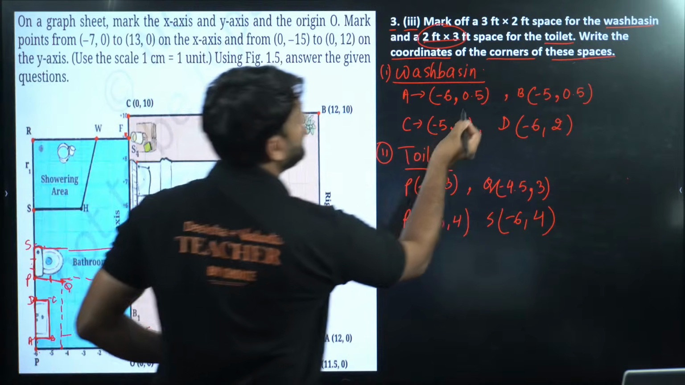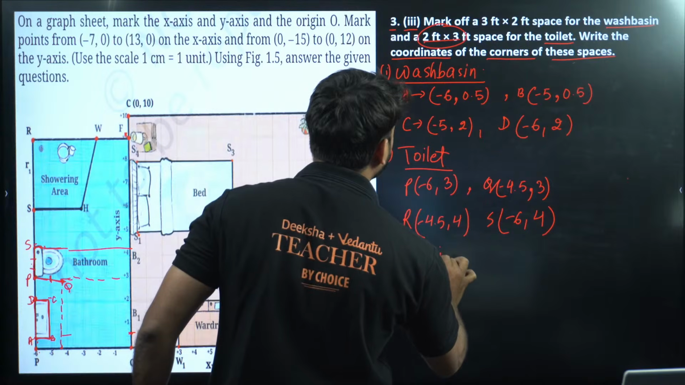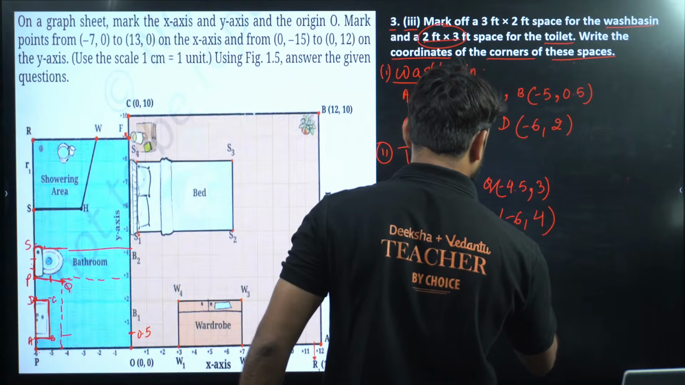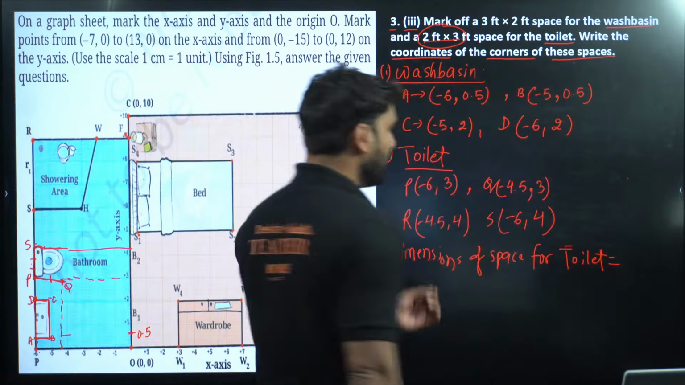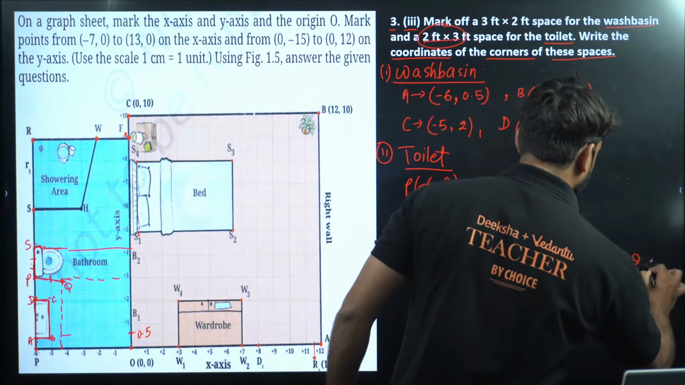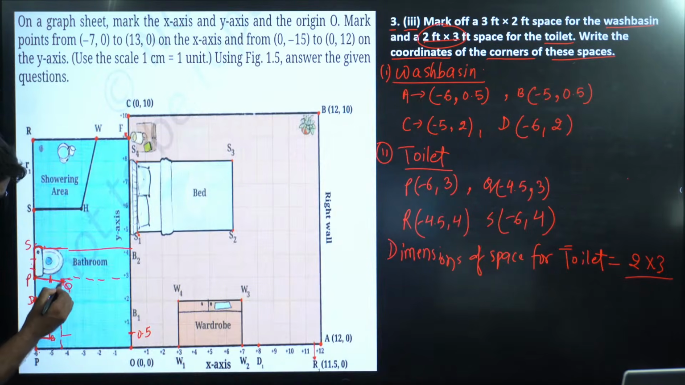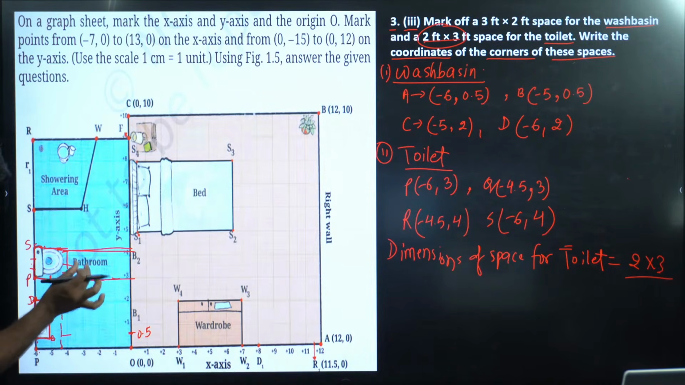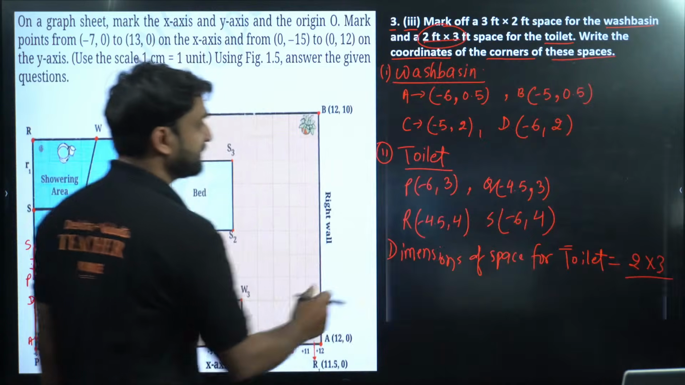Because the dimension required for the toilet, the dimension of space for toilet is what? 2 cross 3, length into breadth. So we need to take 2 boxes here and 3 boxes, 1, 2, 3 boxes here. So that will be exactly 4, na? This will be 3. So 1, 2, 3 points will be there. So this is all about it. Clear to all, everyone? Moving to next.